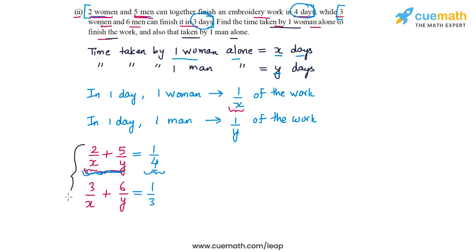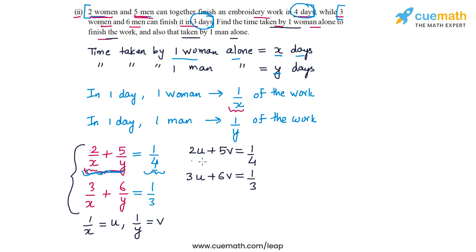So now we have obtained a pair of equations in x and y, and we can solve them to find the values of x and y. But these equations are not linear, so we need to make some substitutions to convert them into linear equations. So the substitutions we can make are 1 by x equal to u and 1 by y equal to v. So this will convert the first equation into this equation, 2u plus 5v equal to 1 by 4, and 3u plus 6v equal to 1 by 3. So let's use elimination to solve this pair of linear equations in u and v.